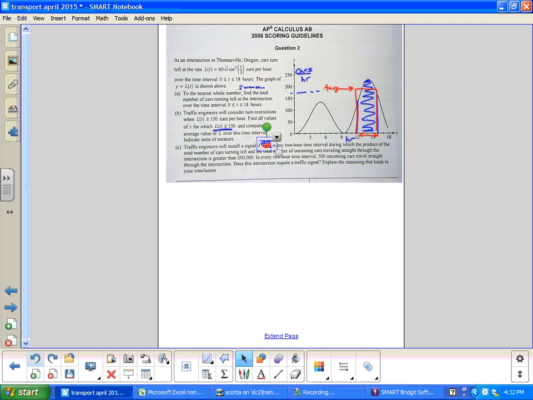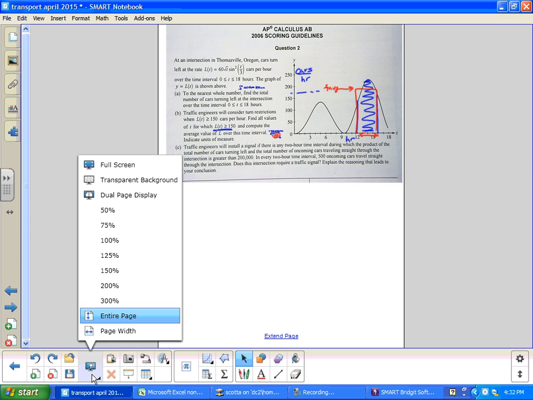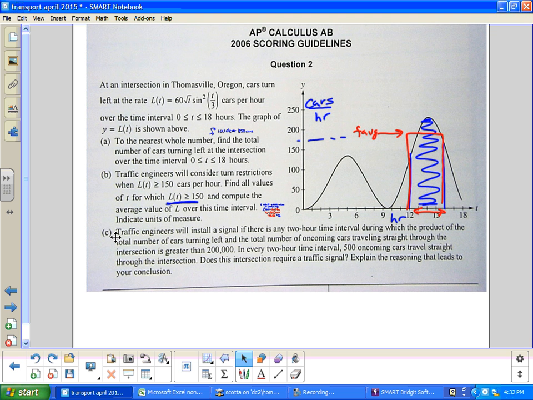All right, last one. Traffic engineers will install a signal if there's any 2-hour period in which the product of the total number of cars traveling less than the total number of oncoming cars traveling straight through the intersection is greater than 200,000. In every 2-hour time interval, 500 oncoming cars travel straight through the intersection. Does this intersection require a traffic light? Explain your reason. Wow. All right, this one's complicated.